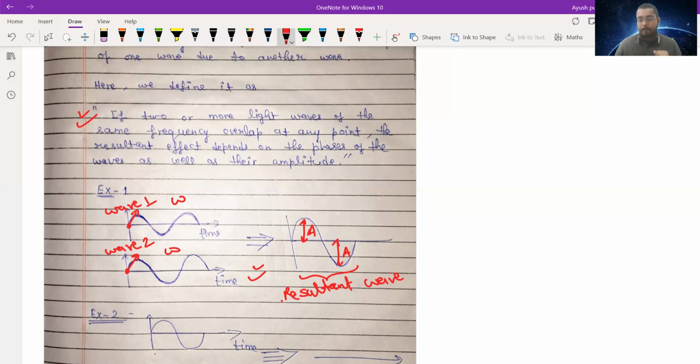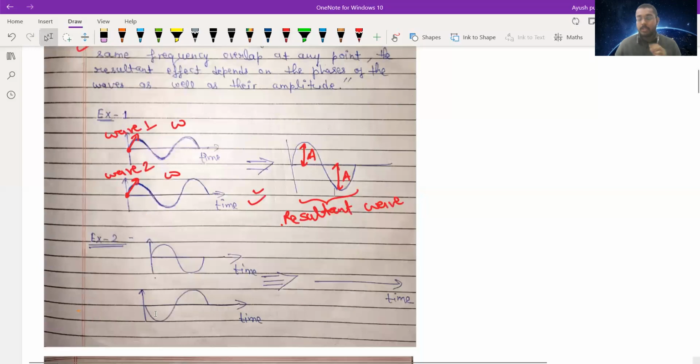Now, let me take two waves which are out of phase. The frequency of these two waves is the same. This is again wave 1 and this is again wave 2. Again I have taken the amplitude the same, but you can take it different, no problem. One is starting from the origin and the other is also starting from the origin, but one is going in the upward direction and the other is going in the downward direction. So these two waves are out of phase, meaning the phase angle between them is 180 degrees.